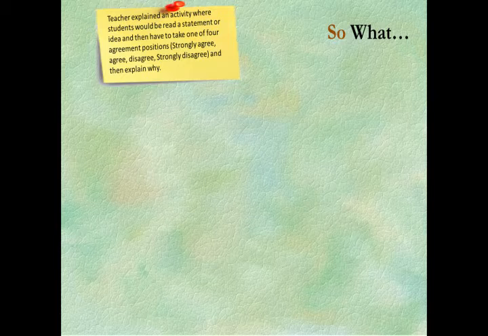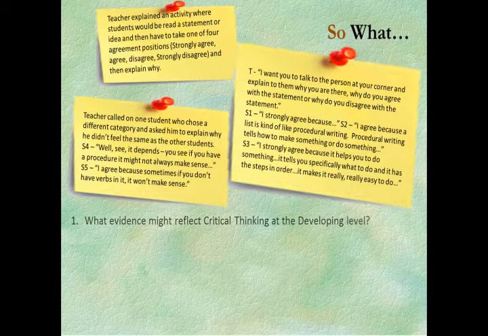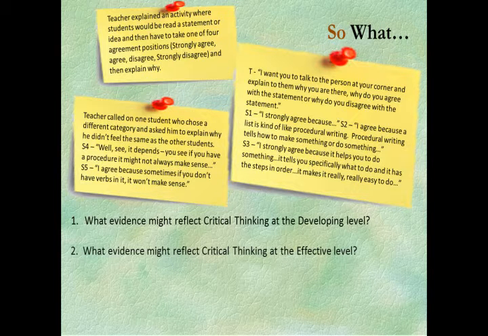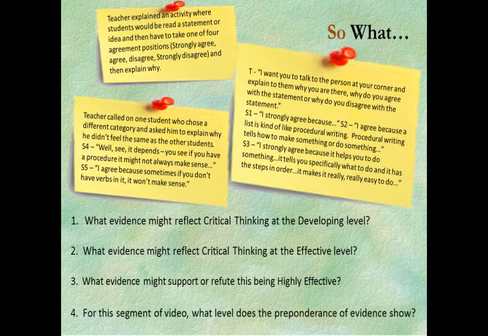As you look back at the notes or observations you made, some of them may look similar to these. When we take these pieces of observable evidence and place them alongside the key words we just noted in the indicator, how might you answer the following questions? What evidence might reflect critical thinking at the developing level? What evidence might reflect critical thinking at the effective level? What evidence might support or refute this being highly effective? And for this segment of the video, what level does the preponderance of evidence show?